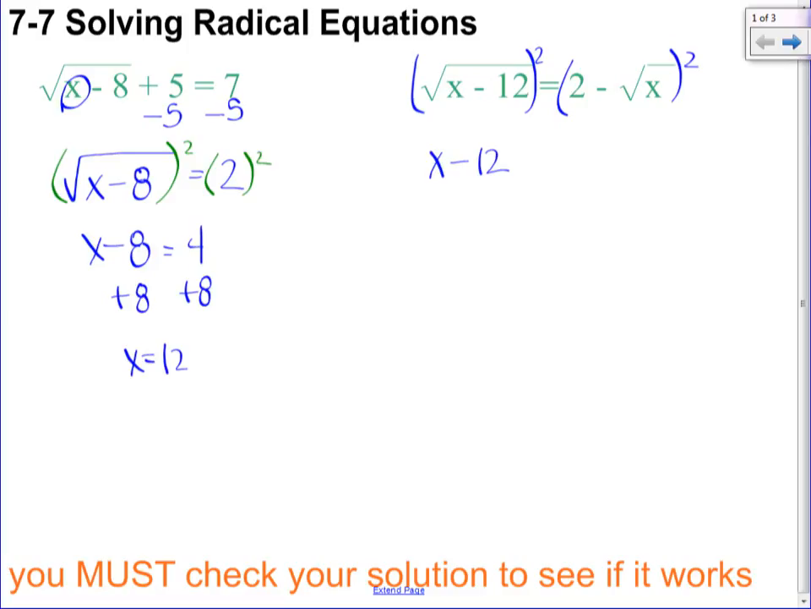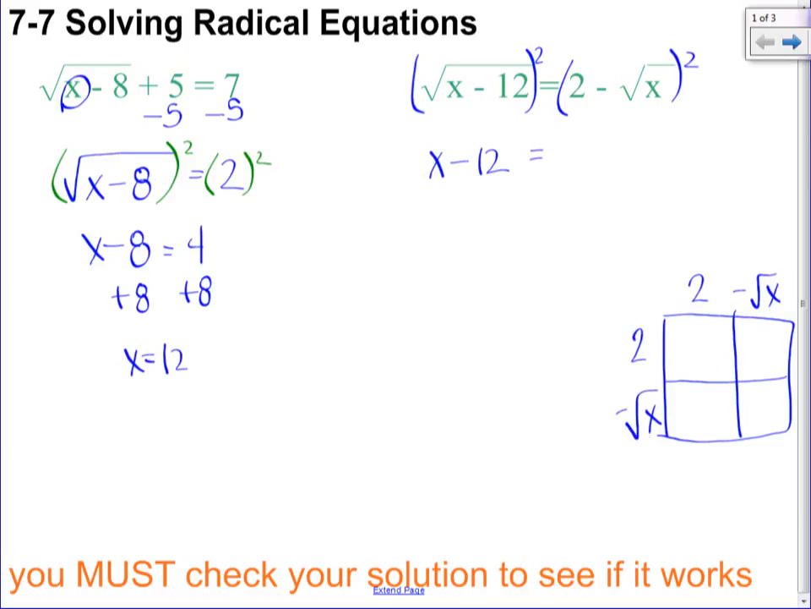It is not 4 minus x. What do we have to do to the right? We have to window the right-hand side. So if we do that, I'm going to just jot this down over here. We've got 2 minus square root of x and 2 minus square root of x.